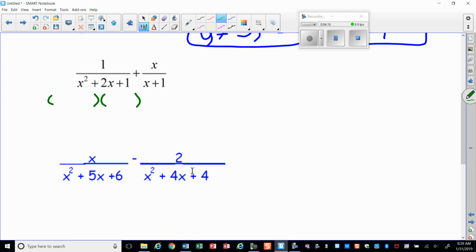I've got this polynomial, and I've got a perfect square, x times x, and a perfect square, 1 times 1. I want the middle to add up to 2, so it's going to be positive 1 and positive 1, which adds up to 2. Okay, so my least common denominator has to have all the factors, so it has to have x plus 1 squared, right? I have to have 2 x plus 1s. And then this already has an x plus 1, so I'm not going to do it again.